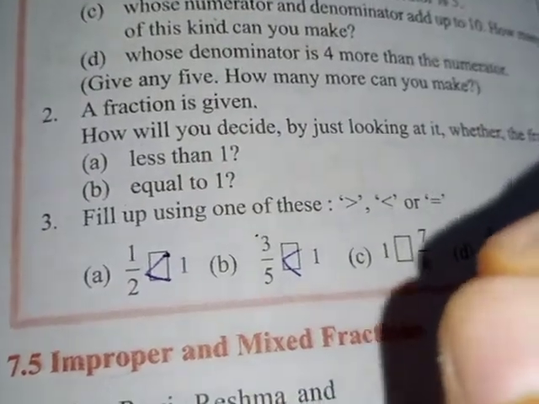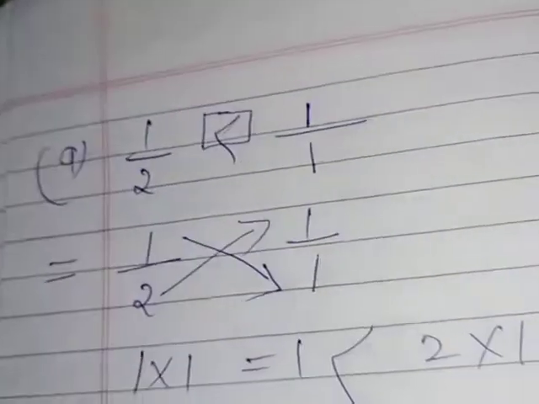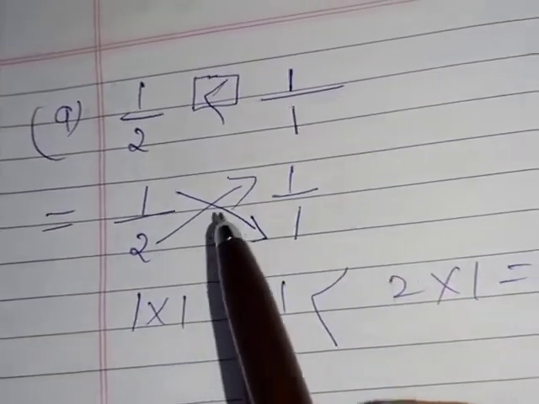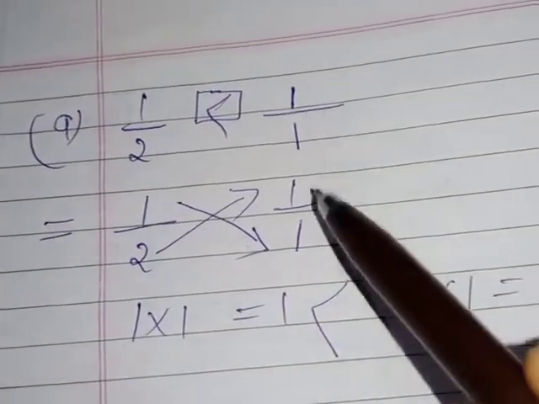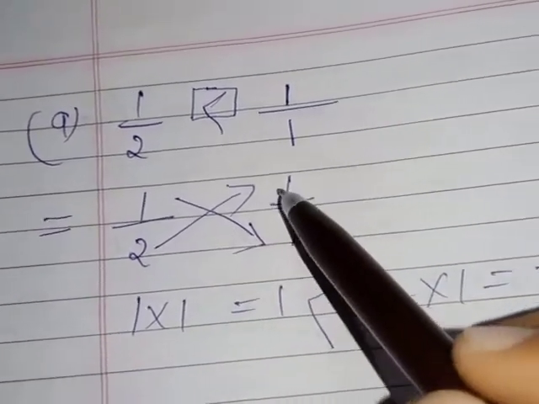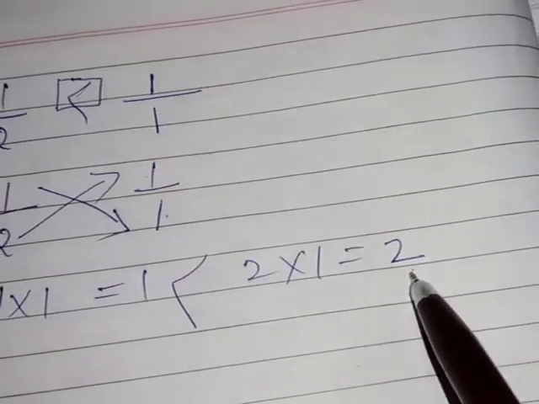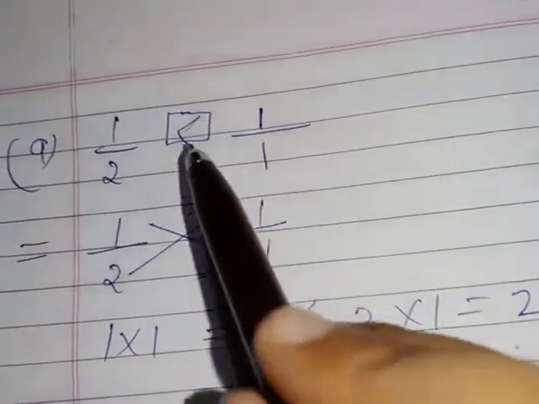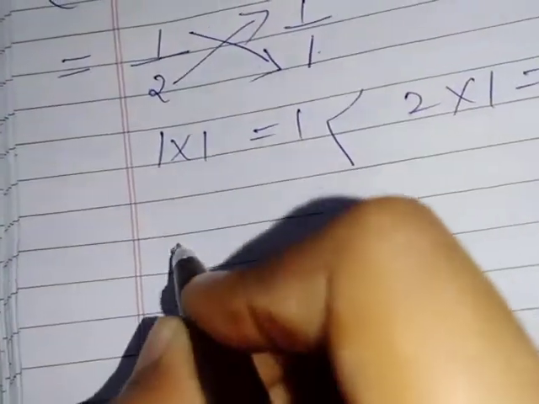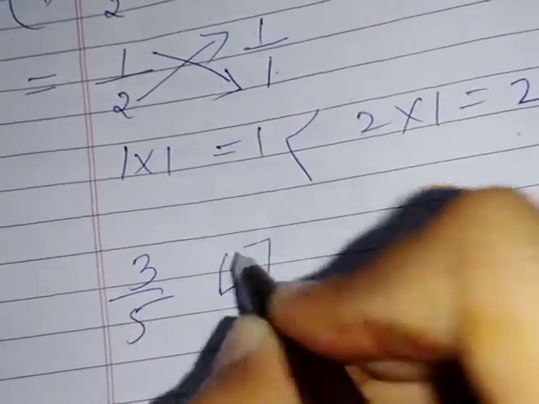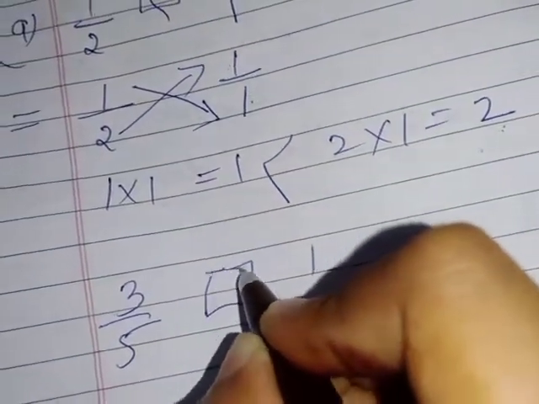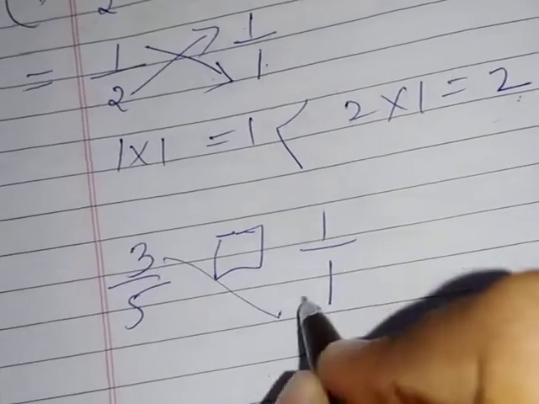You can simply write it directly, or if you want to solve and check, you can do that. If any side has 1 given, we put 1 as the denominator and do cross multiplication. Here it comes 2 and here 1, so 2 is greater, so this side. Similarly you can solve 3/5 and 1, putting 1 in the denominator and then doing cross multiplication.